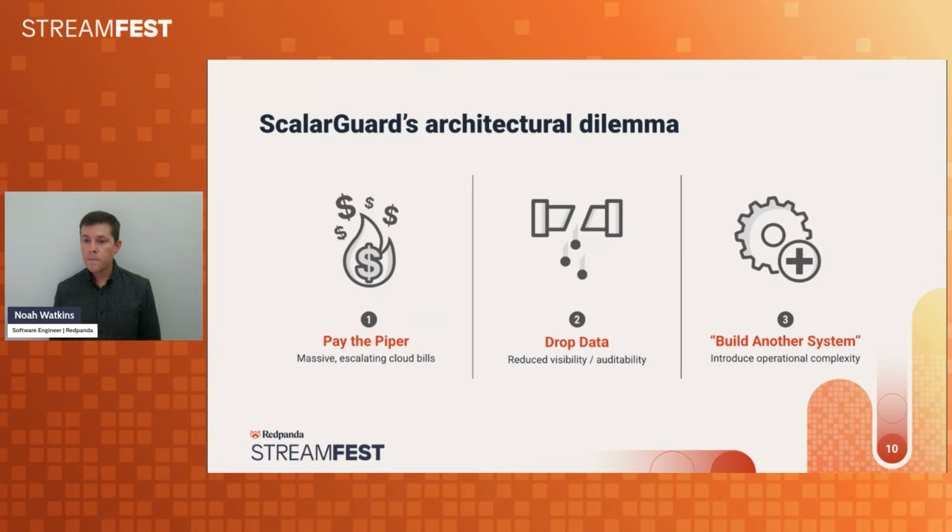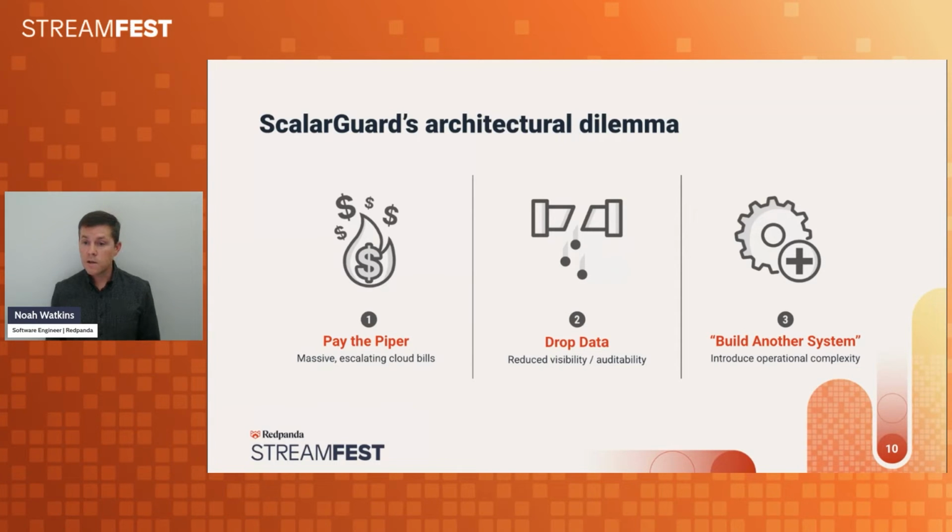As we just saw, there are big costs that come with storing high throughput data in standard topics, and these costs can add up quickly as Scalar Guard expands and scales their business. This leaves the architects at Scalar Guard with a dilemma, choosing between three different options. First, they can pay those cloud bills that we just saw, but that can add up very quickly.